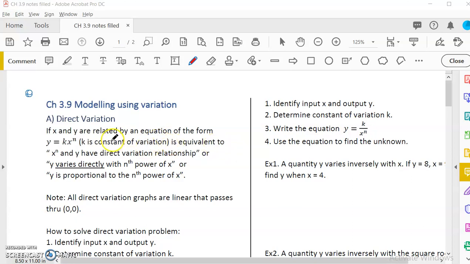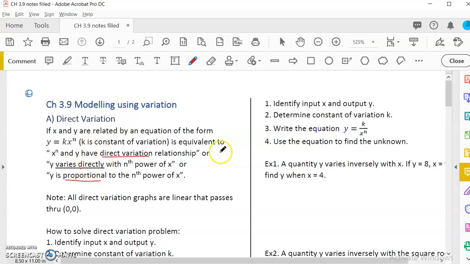So let's look at the two fundamental variations, starting with direct variation. We say two variables are related by an equation of the form y equals k times x to the n, where n is the exponent. Then we say x to the n and y have a direct variation relationship. Notice that direct variation, varies directly, or proportional are all actually the same thing.